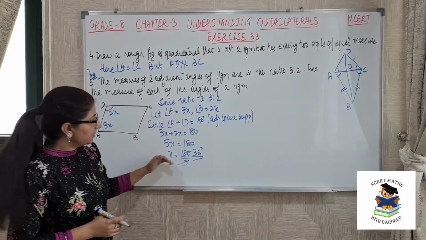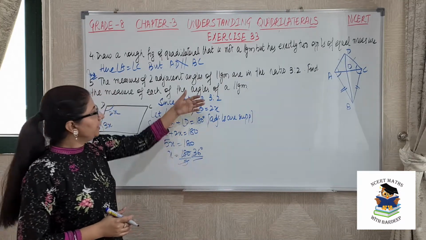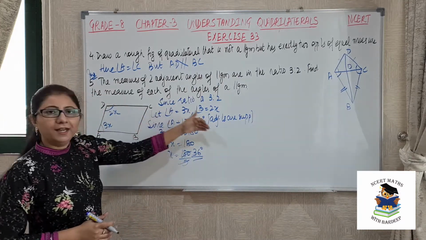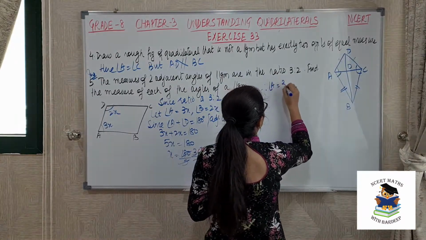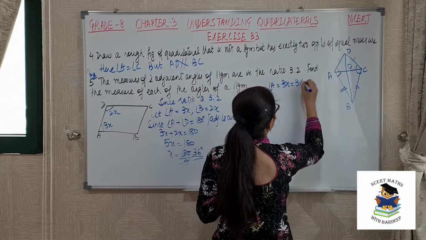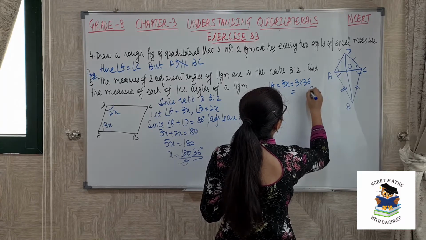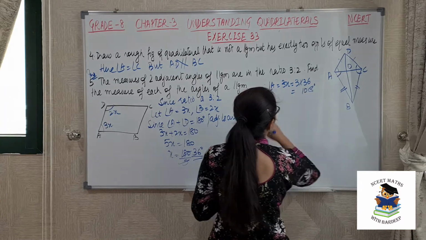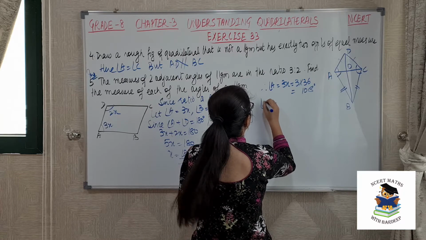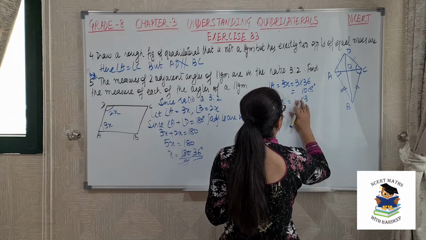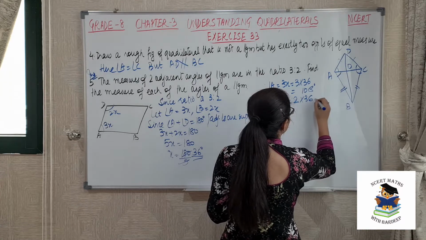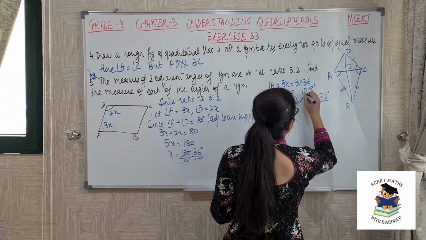So we have x as 36 degrees. Now we can find our angles A and D. Angle A is 3x, that is 3 into 36. How much will it be? 108 degrees. Angle D is 2x, so this is 2 into 36, which is 72 degrees.